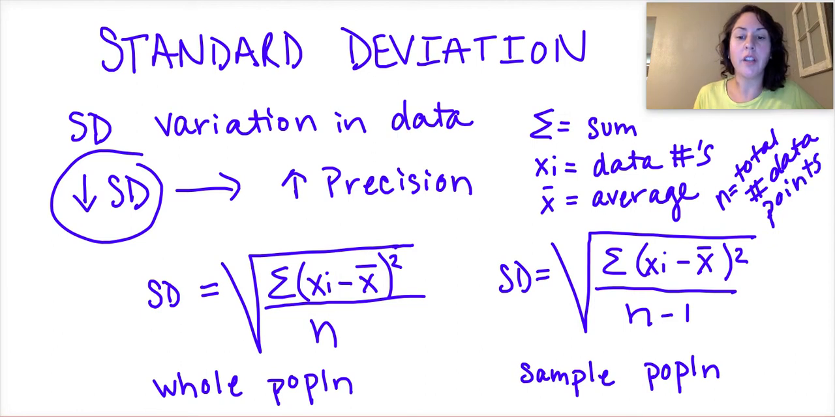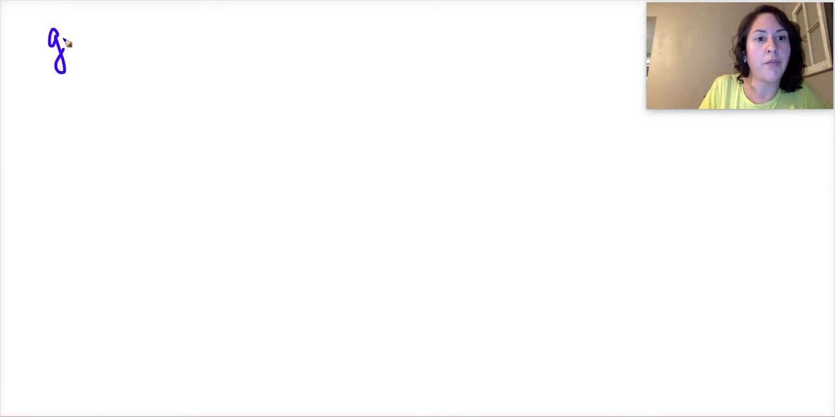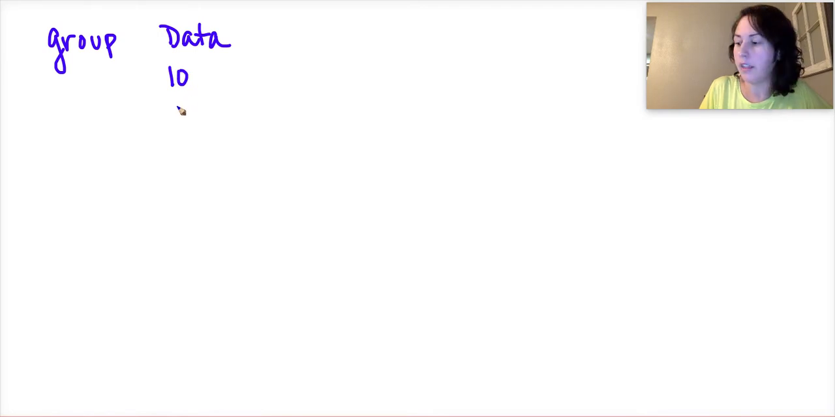So we're going to take a look at an example of how we can do this by hand. Here is our group data, and this could be for multiple trials. Say our numbers are 10, 9, 7, and another 10.